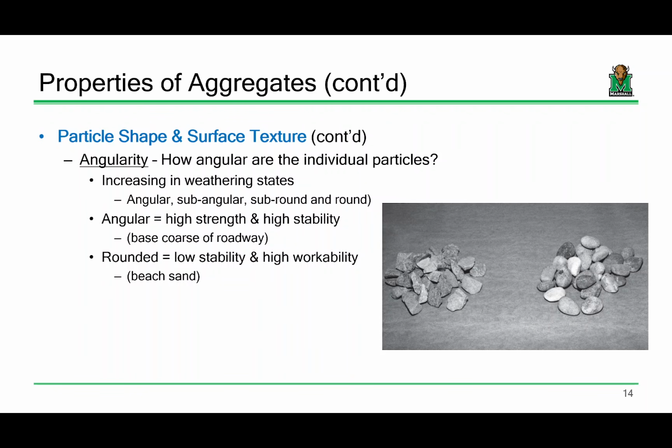What am I talking about here? Well, when I say angularity, I'm talking about essentially how sharp or angular are the individual particles. I had kind of already talked about this, but the more angular a particle is, that means it has higher strength and higher stability. The more rounded it is, it has more workability. So an example of where you might find rounded particles is at the beach. So here's the idea of what I mean by a rounded particle.